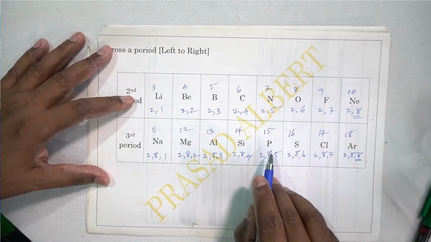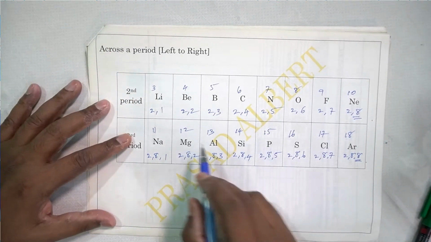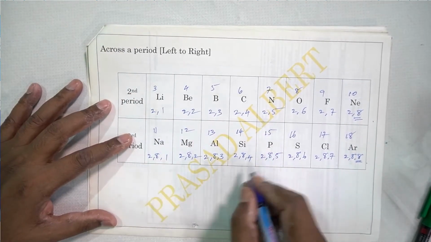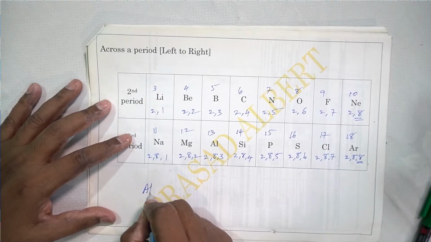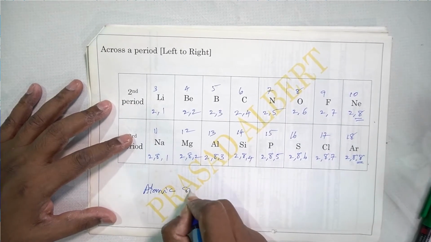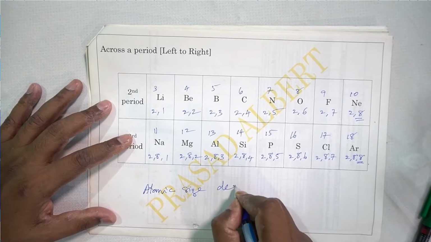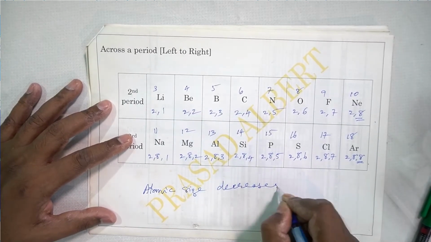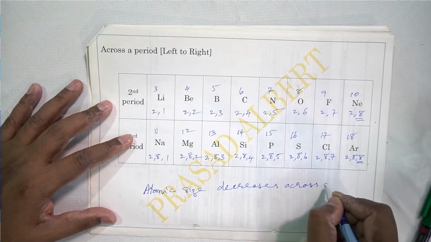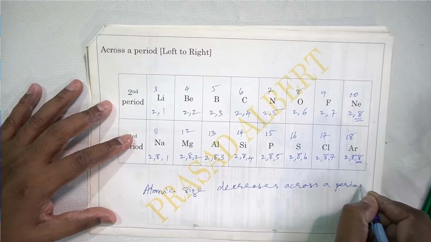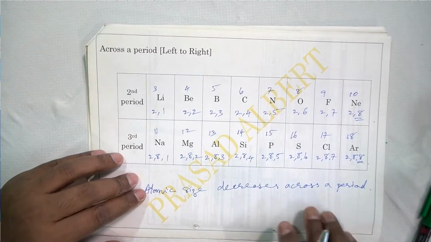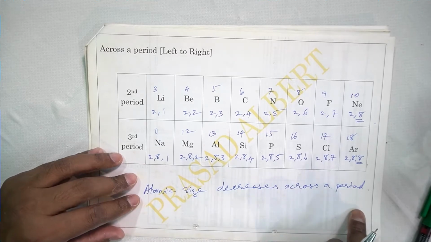Now what are the two factors we have seen? The first factor is the atomic size. And we already know that atomic size decreases across a period. So this we already know. In the previous video we have discussed this. So atomic size decreases across a period.